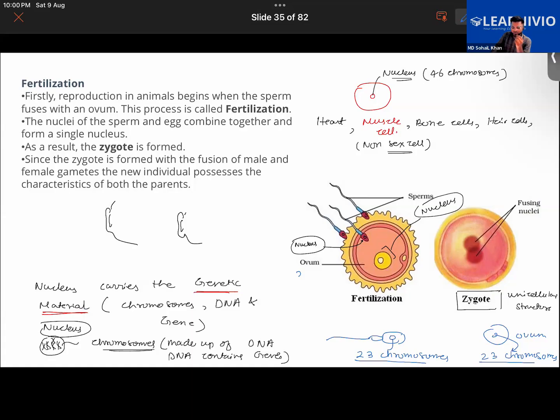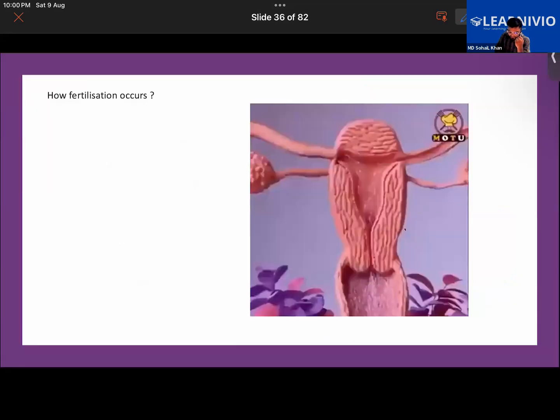But before that, you guys answer this question for me. If there are 23 chromosomes in the sperm and 23 in the ovum, how many chromosomes will be there in the zygote? Sir, 46. Exactly, 23 plus 23, that is 46. This question also might be asked sometimes in the exam. Now talking about your question, why some people are born with defects, with some deformity.